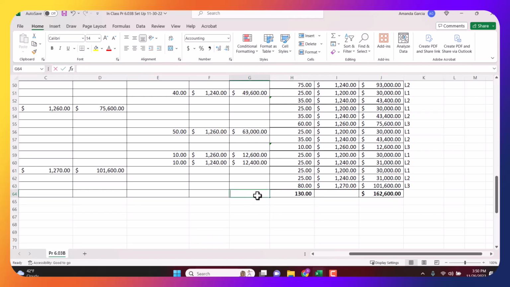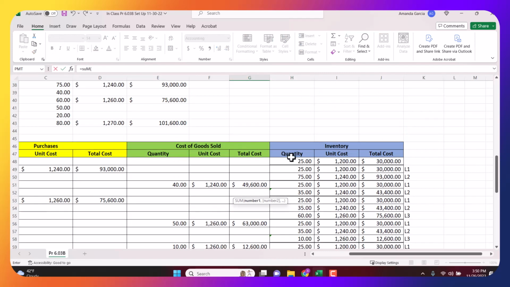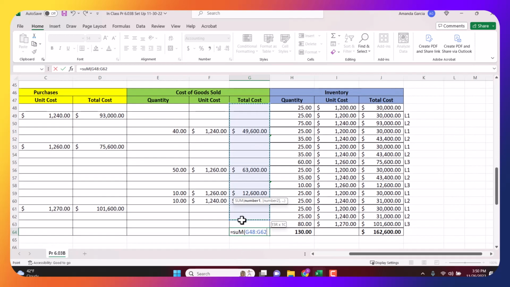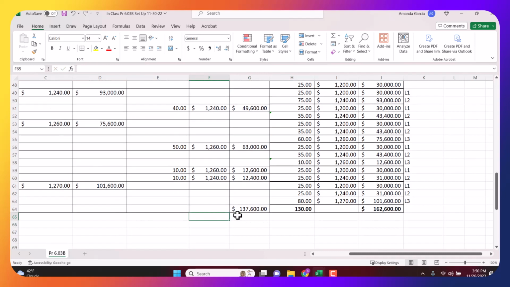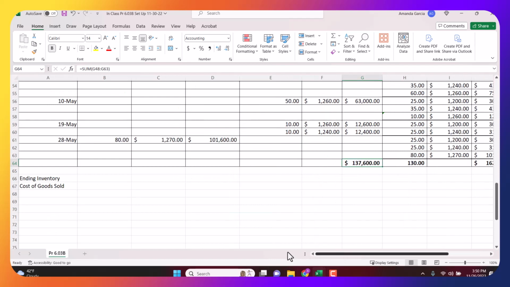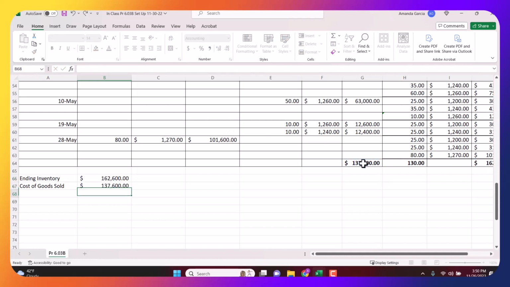What's my cost of goods sold? Well, I'm going to add up in the cost of goods sold, the green column, the total cost column. So this is everything I sold. So 137,600. Now, this was a period of inflation or rising prices, right? My ending inventory is 162,600 and my cost of goods sold is 137,600.